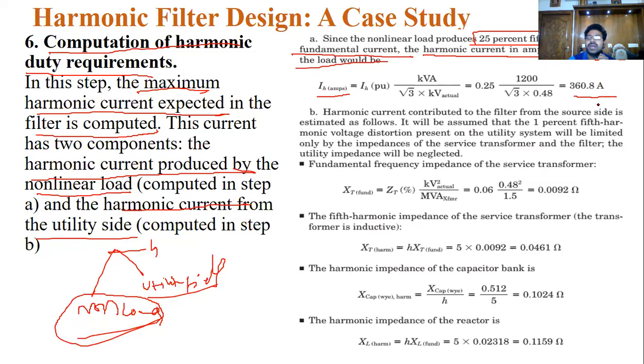360 amperes is our harmonic current. You know how to calculate that current value? Again, P is equal to VI only. In this case, P equals √3 VI, which means three phases.